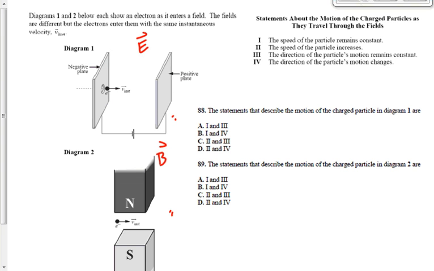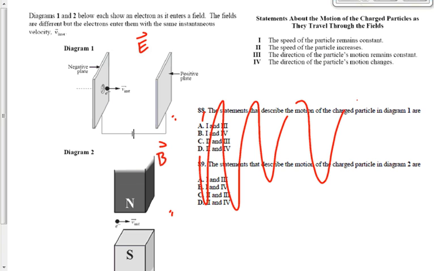Before we even read question number 88 and 89, let's take a look at both of these diagrams, and let's identify whether each of these statements is correct or not for each of these diagrams. Statement number 1. Does the speed of the particle remain constant in diagram number 1? Christina, what happens to it? Good, it speeds up, it accelerates, perfect. It's like a car going down the hill, right? This is an electric field. Charged particles accelerate in an electric field, so the speed of the particle does not remain constant in diagram number 1. Does it remain constant in diagram number 2?